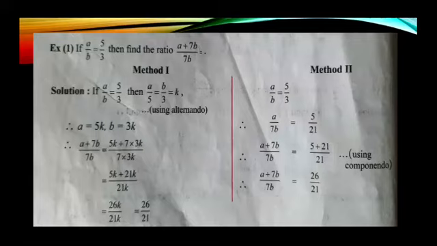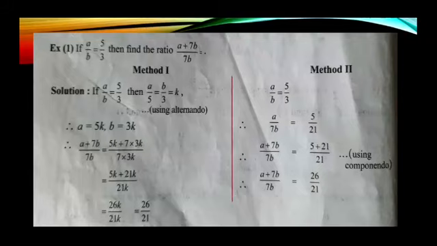Let us solve it. 5K plus 3 sevens are 21, so 21K. 3 sevens are again 21, so 21K. Children, please don't cancel 21K and 21K because there is a plus sign. We cannot cancel it. So rather than cancelling, first we need to add them up. So we get 26K upon 21K. K gets cancelled. It remains 26 upon 21. So A plus 7B upon 7B is 26 upon 21.